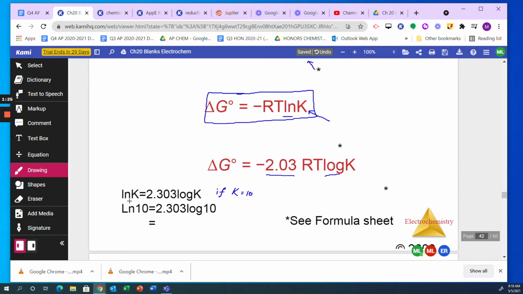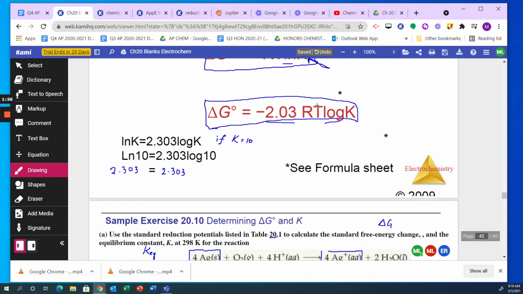The natural log and log are related in this way. If K equals 10, natural log of 10 is going to be, go ahead and plug that in, 2.303. So the log of 10 is 1, so you have to multiply by 2.303 to make them equal to each other. So this is another formula that you may see, but you will not be using it. You'll be using this mostly because that's what's on the formula sheet. So let's try using it.